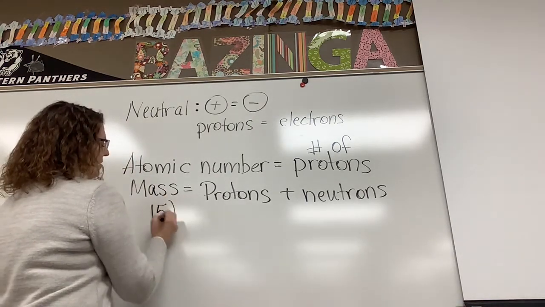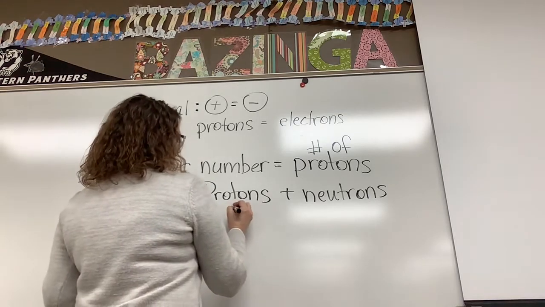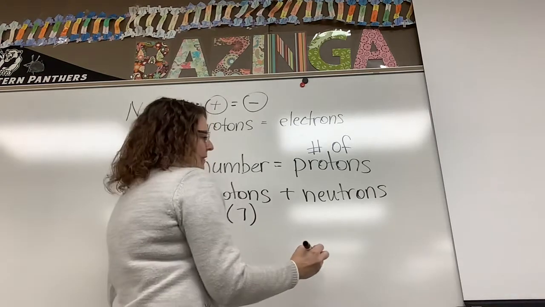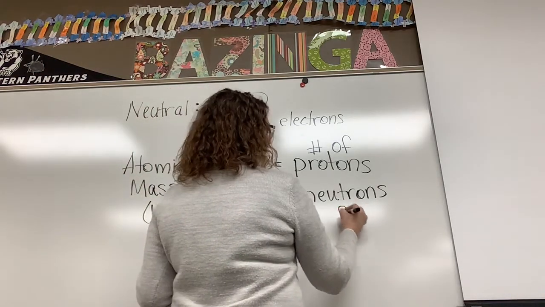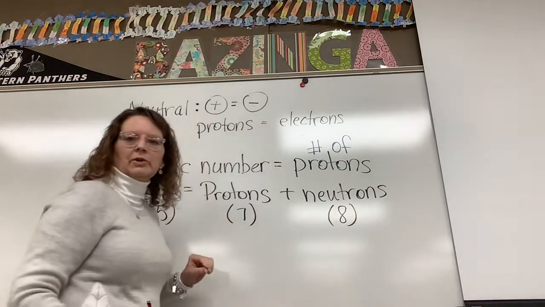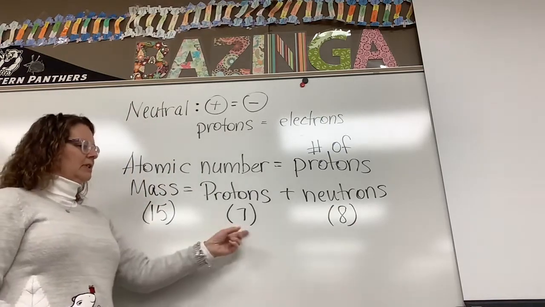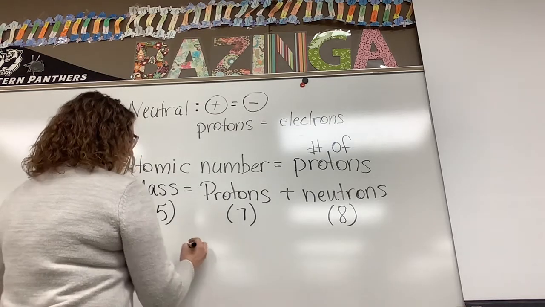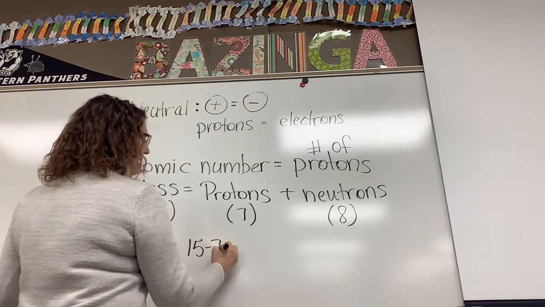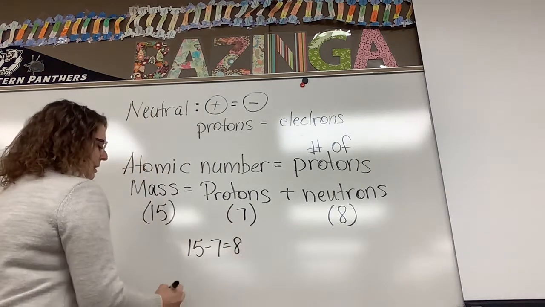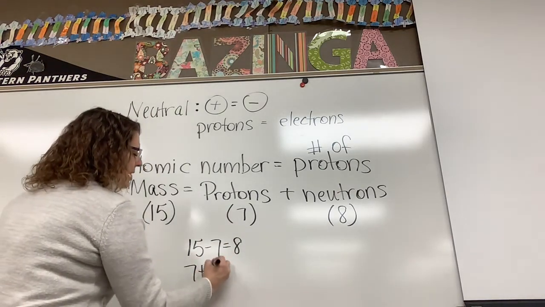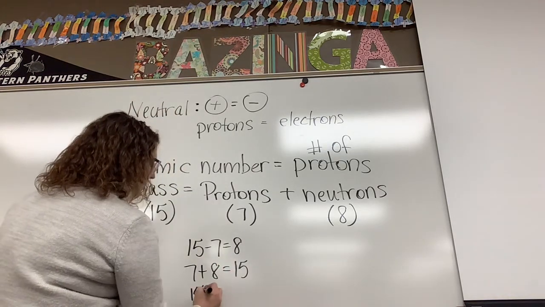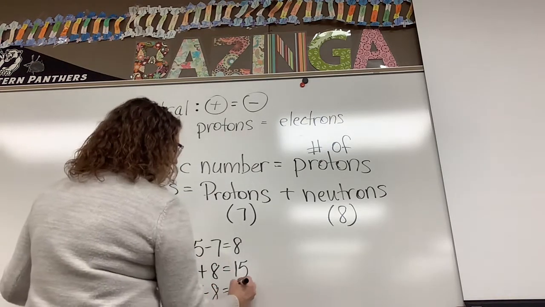if mass is 15 and protons is 7, then neutrons must be 8, right? Because 15 equals 7 plus 8. And I can flip those all around. I can say 15 minus 7 equals 8. I can say 7 plus 8 equals 15. And I can say 15 minus 8 equals 7.